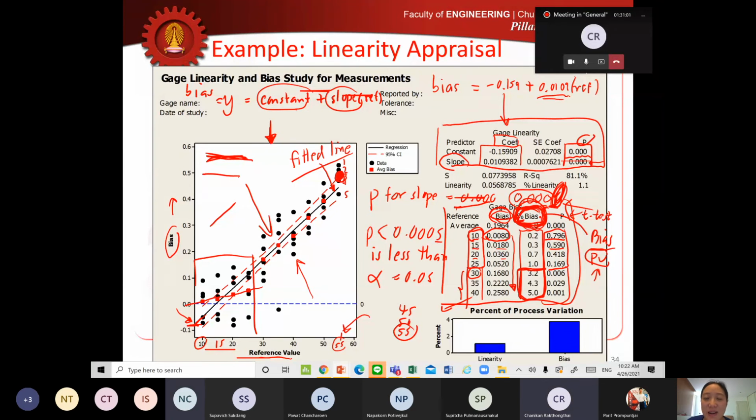For reference value of 30, will you accept the amount of bias if you use 5% as a criteria?